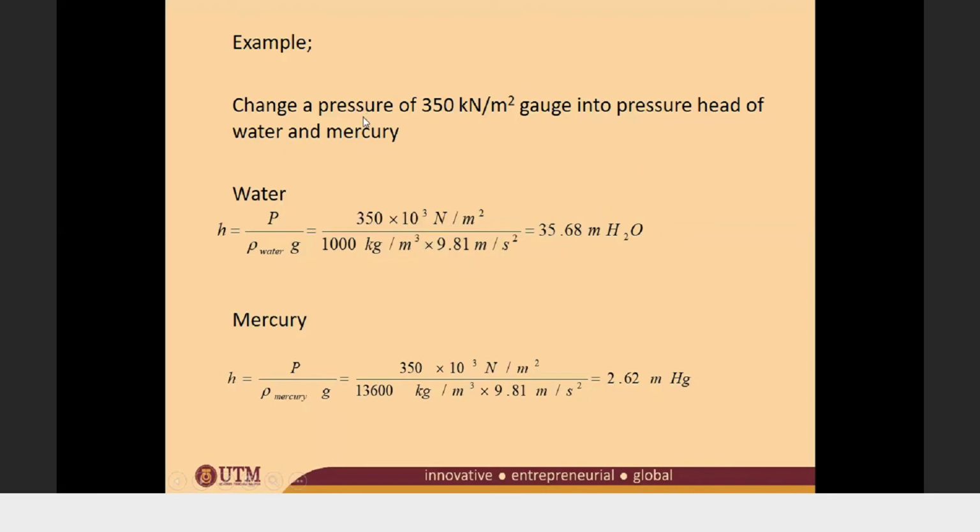Okay, and you do the same for mercury. P is still the same, but you only change the density. So this is 2.62 meter of mercury. Okay, so 350 gauge is equal to 2.62 meter mercury.